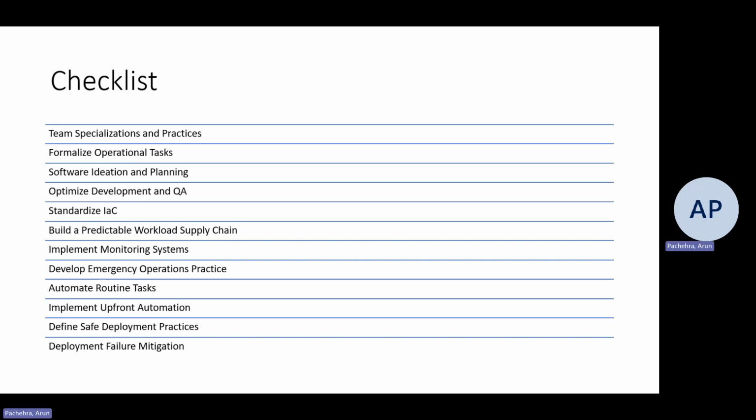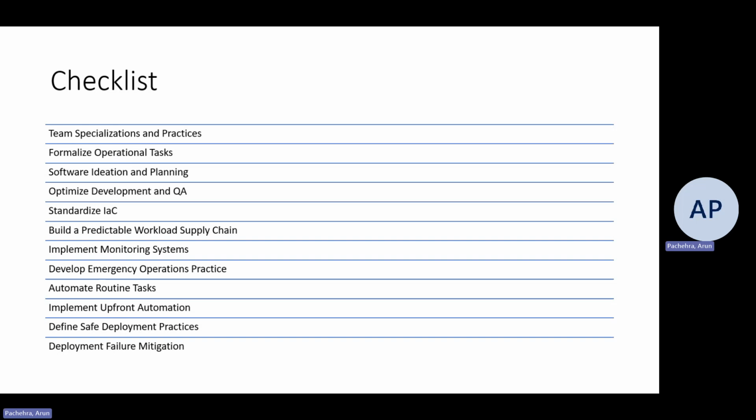Integrate automation early in the project life cycles. This is the key. Upfront automation. Use Azure automation, Azure policies from the project onset. You don't want to automate something which has already been done 1,000 times. It means you already wasted your time a lot. It is always better to implement upfront automation.